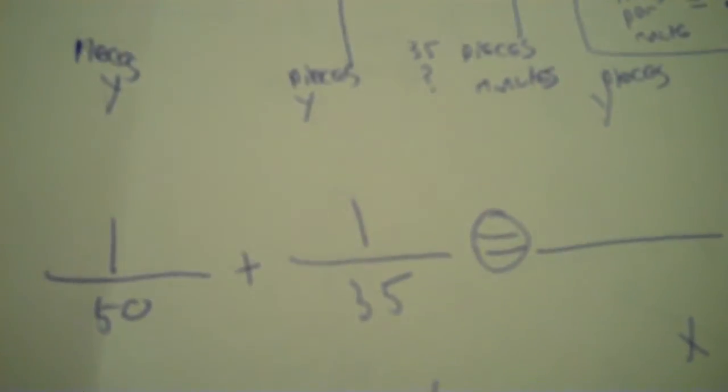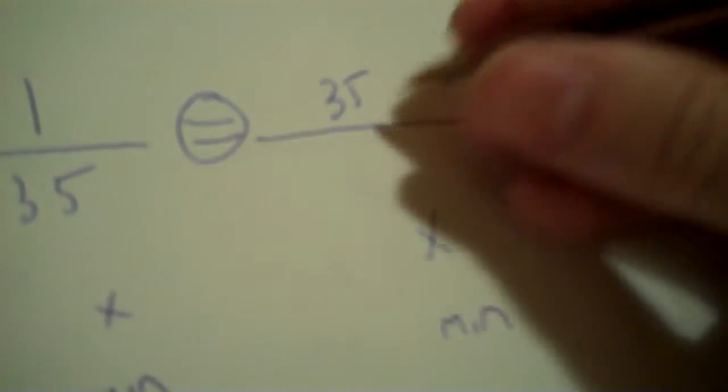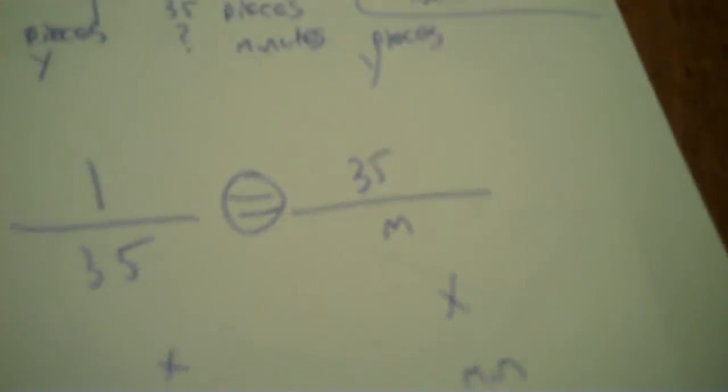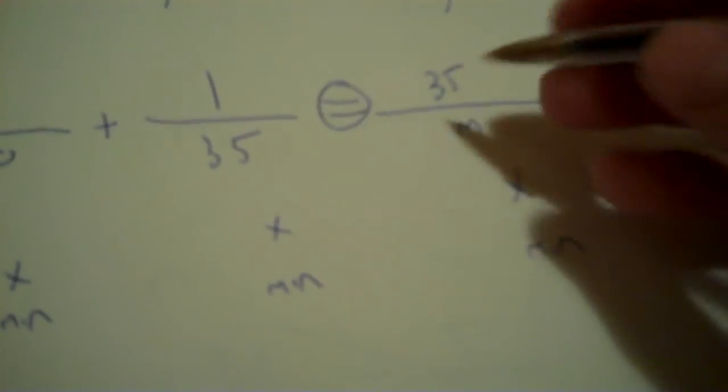Okay, first table, 50 minutes, 1 piece. Second table, you got 1 piece, 35 minutes. Okay. And then what we want to know, we got 35 pieces, but we don't know the minutes, so you can put M or whatever letter you want to use, it doesn't matter. So line up your equals. This side we're doing nothing with, that's 35 over M.